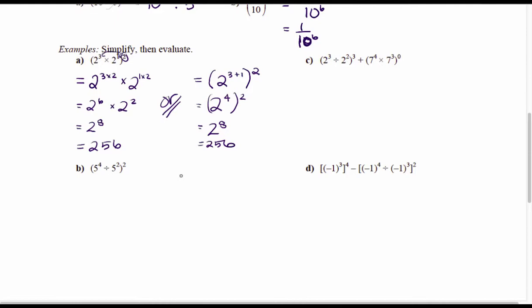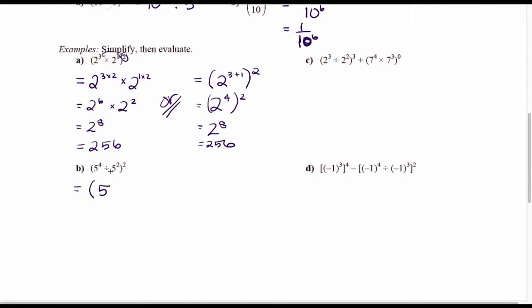Example B, again, we can do this in 2 different ways. So we could do it where we distribute the 2 to both the 4 and the 2, or we could do it with the method on the right, where we deal with what's in the brackets first and then the exponents. I actually like to deal with what's in the brackets because that's what I remember in terms of order of operations. So if I deal with the brackets, it'll be 5 because that's my base.